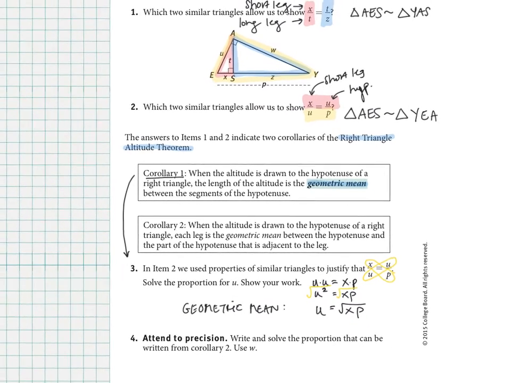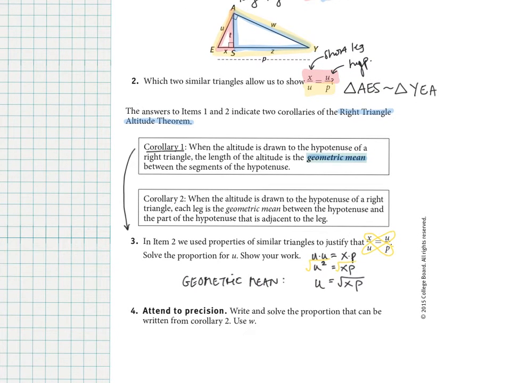Now, something else that we're going to notice as I zoom out a little bit is corollary number 2. Corollary number 2 says when the altitude is drawn to the hypotenuse of a right triangle, just like what we have above, each leg is the geometric mean between the hypotenuse and the part of the hypotenuse that is adjacent to the leg. Now, this is a little bit hard to understand. Don't worry, we're going to go back to it and talk more about this corollary, but I'm going to focus more on geometric mean so you can have a better understanding of this.